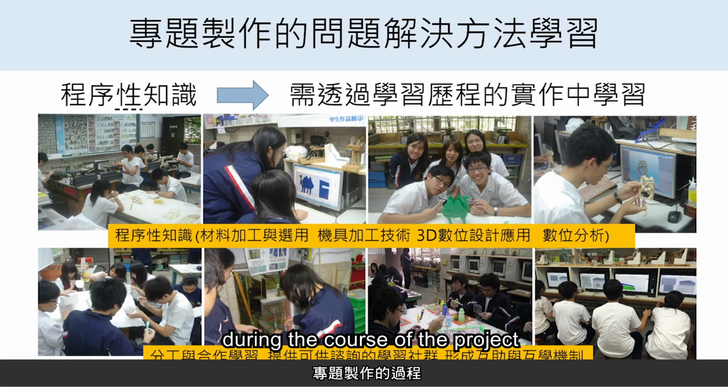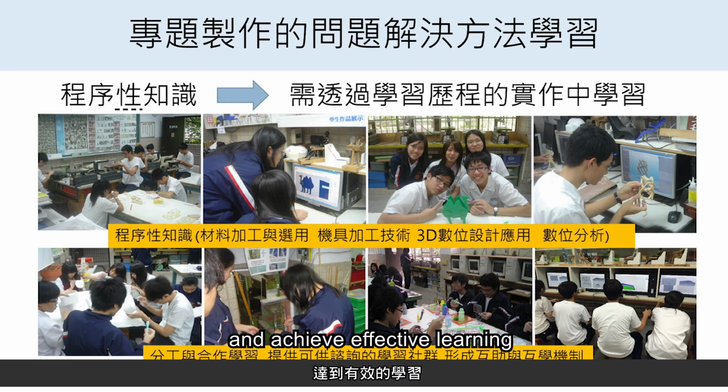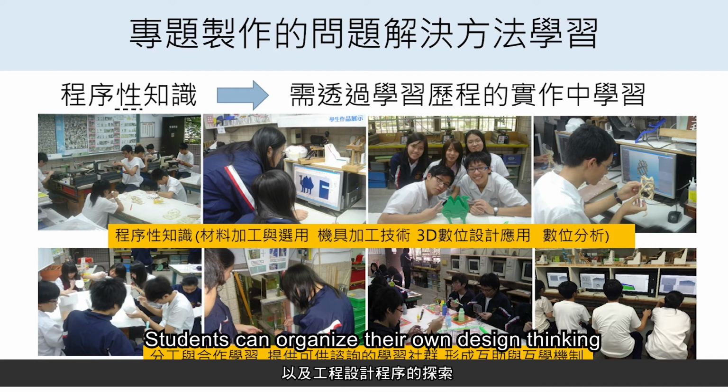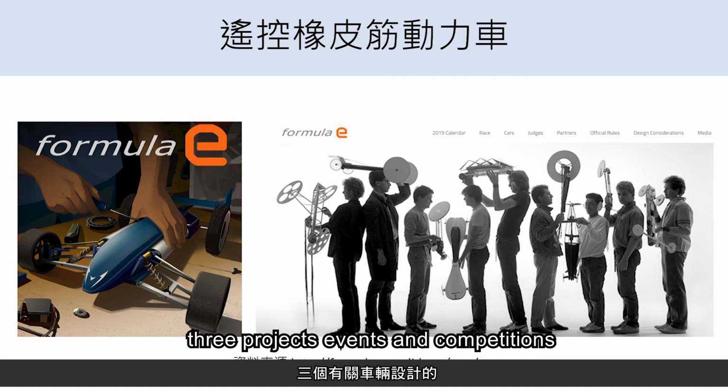During the course of the project, there is much time for self-learning. Students must learn of ways to divide work and cooperate, forming a mechanism of mutual help and learning, and achieve effective learning. Design thinking is an internalization process during the experience of design production. Through these practical experiences, students can organize their own design thinking, application capabilities. Let's take a look at 3 project events and competitions related to vehicle design.